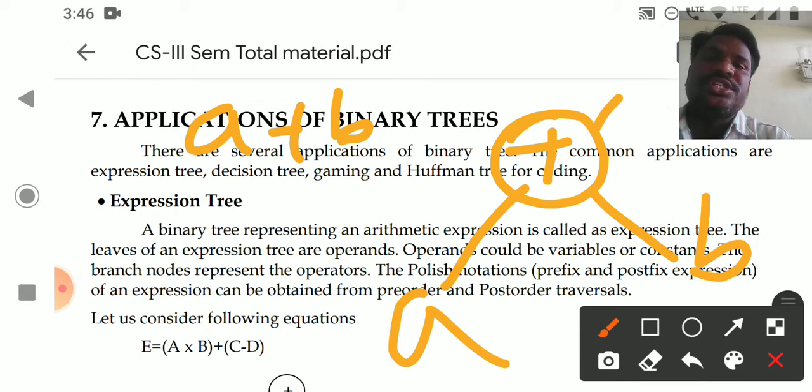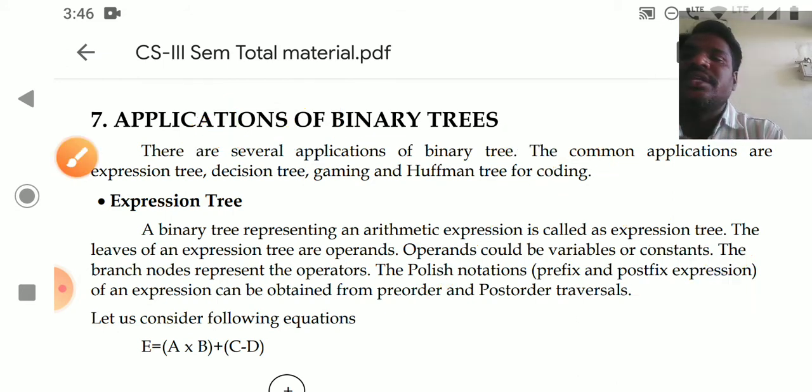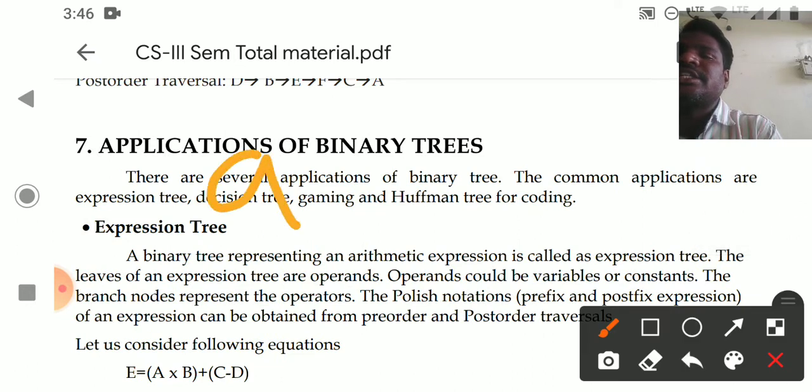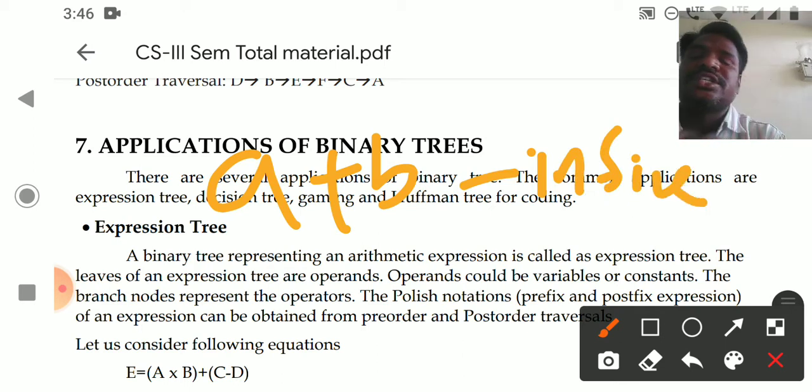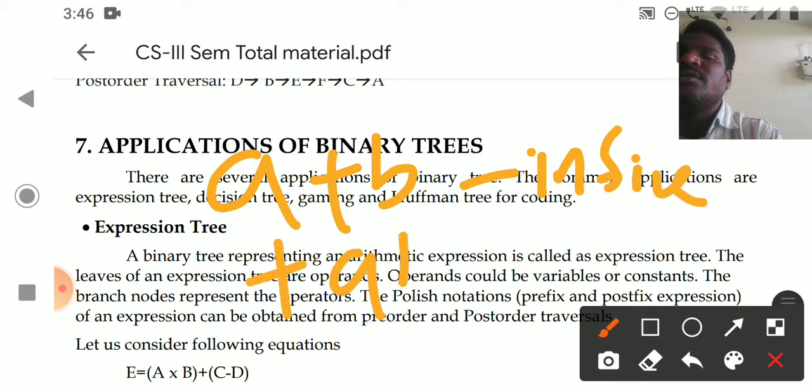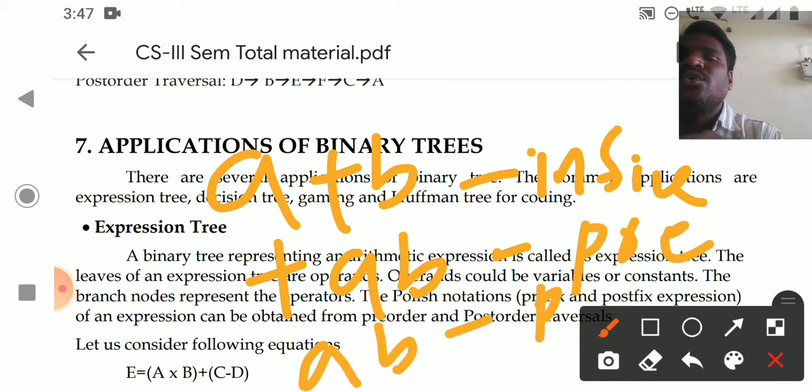So there are the Polish notations there. You have studied the stack application, prefix and postfix expressions. These prefix and postfix expressions of an arithmetic expression can be obtained by using in-order, pre-order, post-order traversal. We already studied that if you write the expression a plus b, it is called an infix expression. First unit discussion chesinamu. Plus AB is called a prefix expression. AB plus is called a postfix expression. This is infix, prefix, postfix.